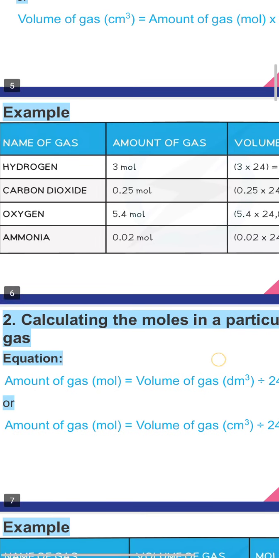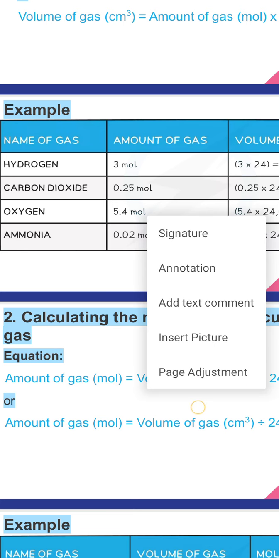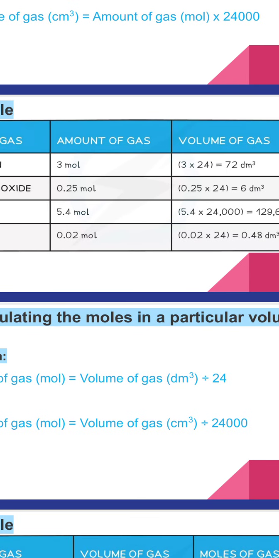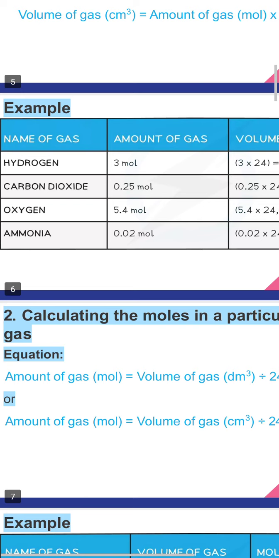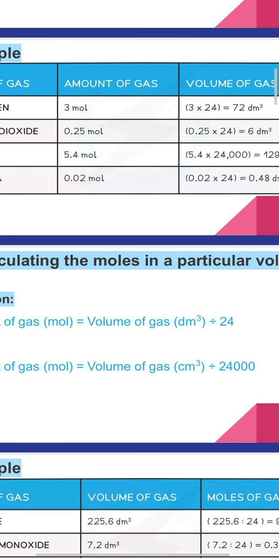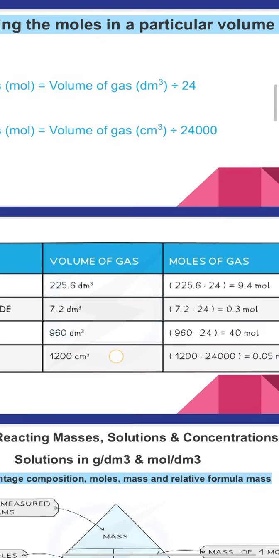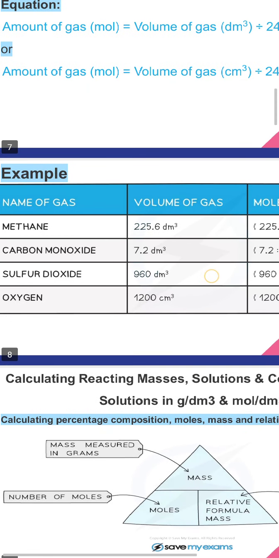Now calculating the moles in a particular volume of gas. So this is the equation. Amount of gas equals volume of gas in dm³ divided by 24, or amount of gas in mole, volume of gas in cm³ divided by 24,000. So you can see in this particular slide the name of gas, volume of gas and mole of gas. How to convert.